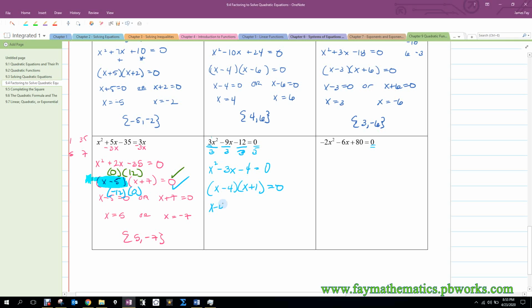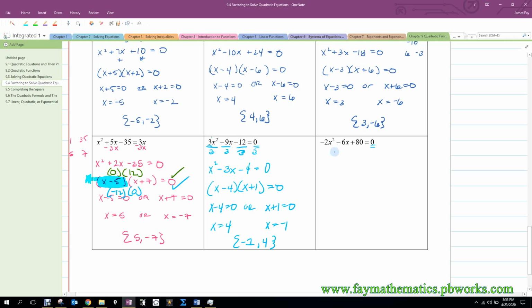So then I take x minus 4 equals 0, or x plus 1 equals 0. So x is 4, add 4 to both sides. Here I subtract 1 from both sides. So negative 1 and 4 are my solutions.